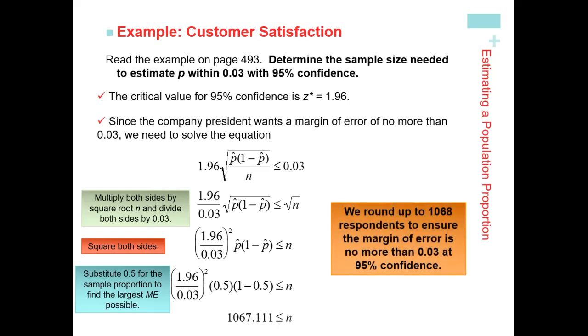1067.111. So remember, we want to round up. The reason we want to round up is because the larger the sample size, the smaller the margin of error. So if we want a smaller margin of error, then we want to round to the higher sample size, since n is on the bottom.